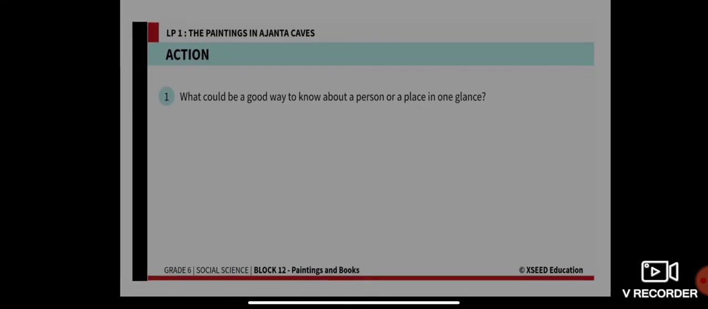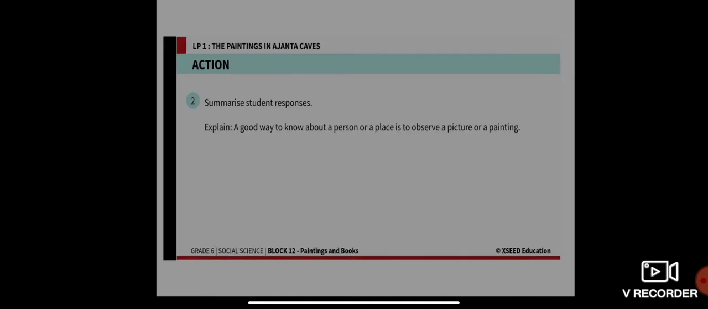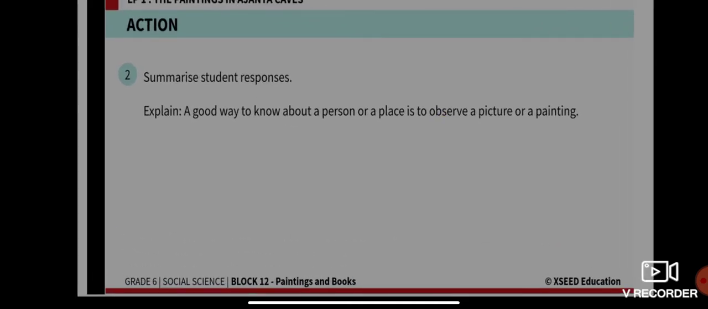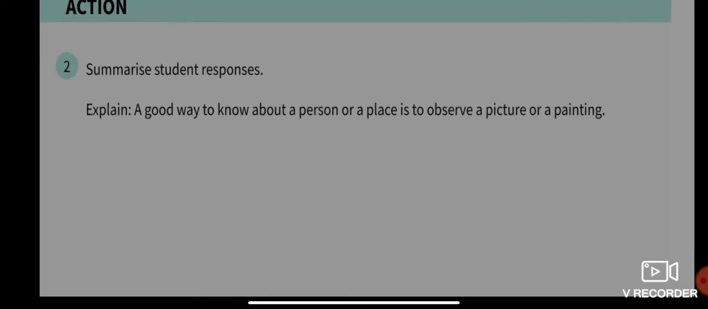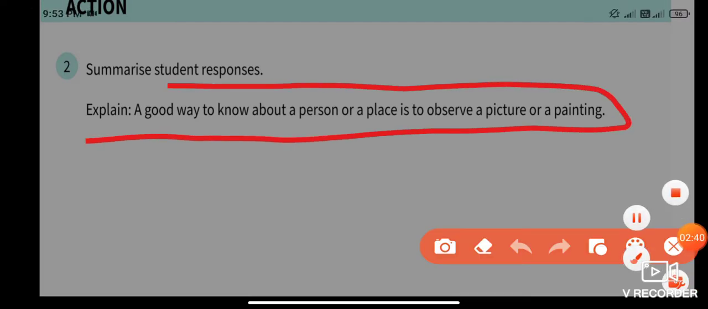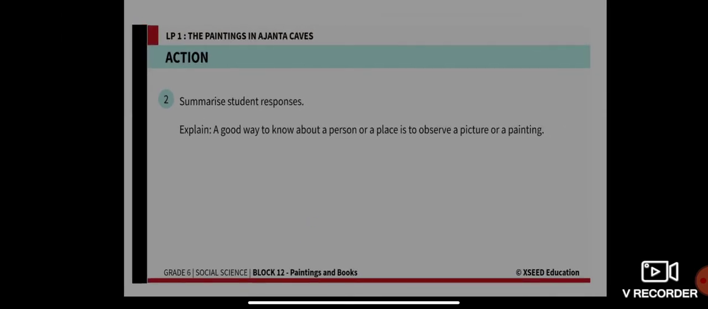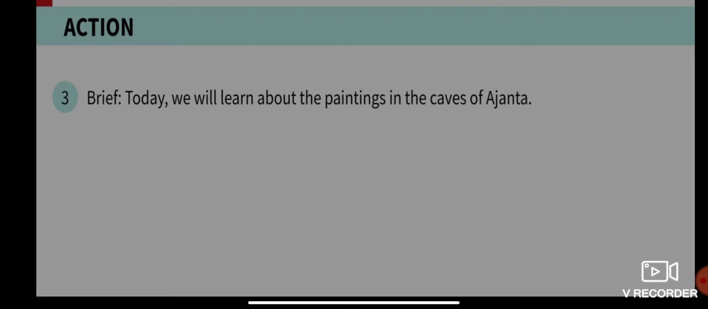Let me quickly ask you a question. What could be a good way to know about a person or a place in one glance? A good way to know about a person or a place is to observe a given picture or a painting. So today we will learn about the paintings in the Ajanta caves.